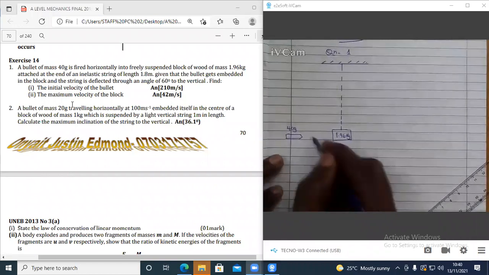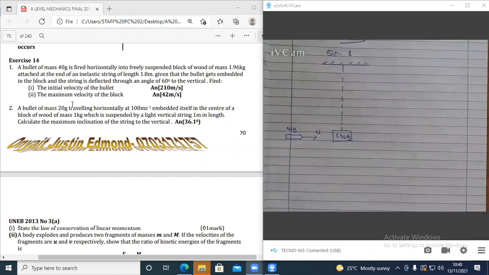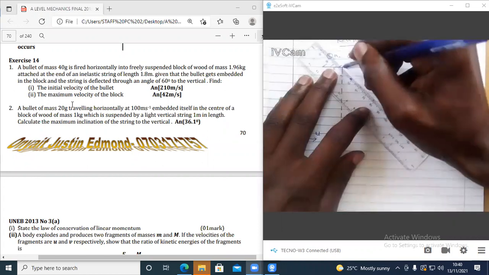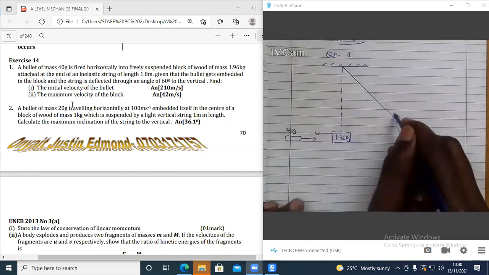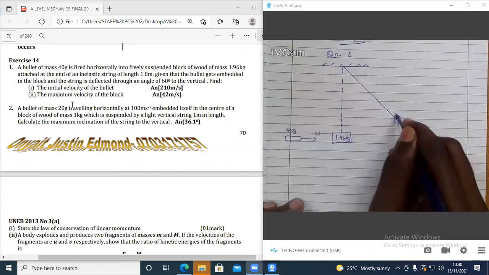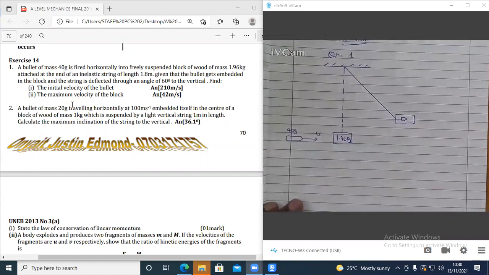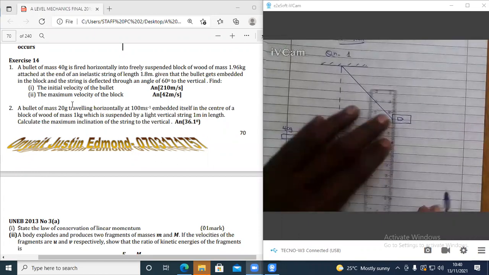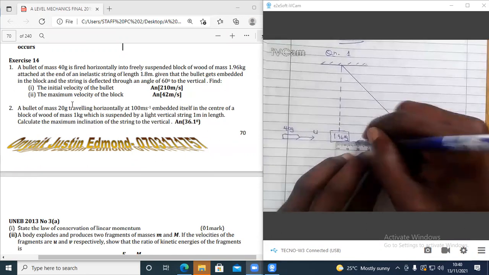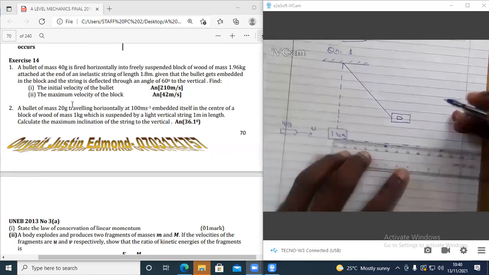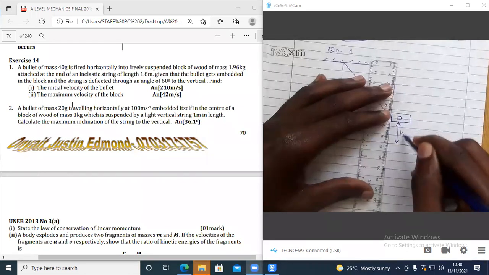And it was moving at which velocity? We don't know the speed, so it is u. When it gets here, it got embedded. So the bullet is inside now, to a given height h. So this height is h.